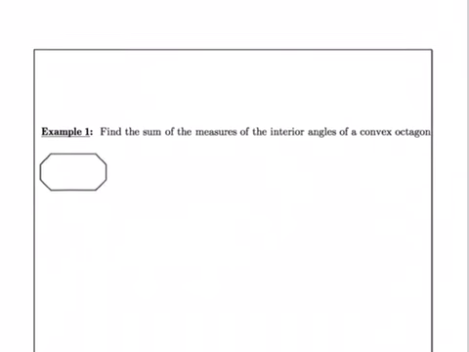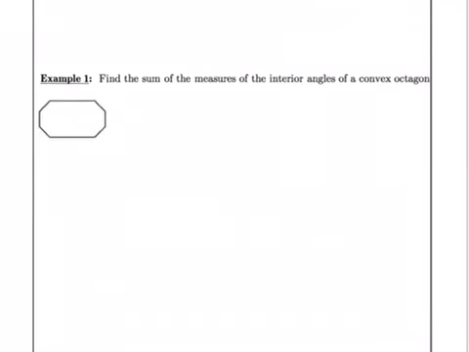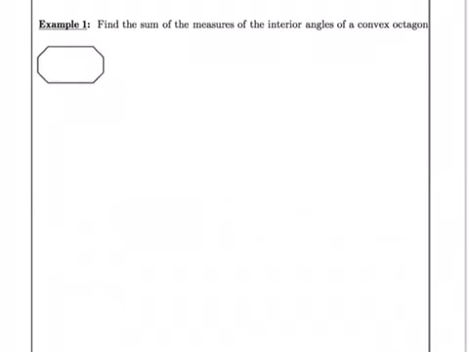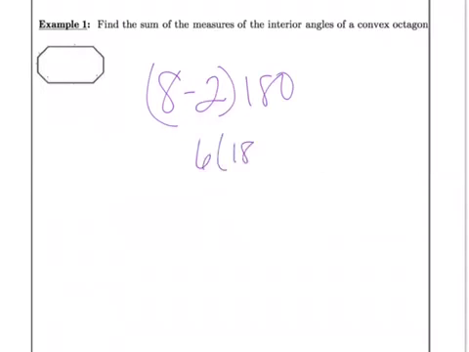Okay, moving on to our next example. Find the sum of the measures of the interior angles of the convex octagon. So if I'm doing this one, I'm going to take my 8 sides, 1, 2, 3, 4, 5, 6, 7, 8, minus 2, and then take that amount times 180. So 6 times 180 equals 1080 degrees.